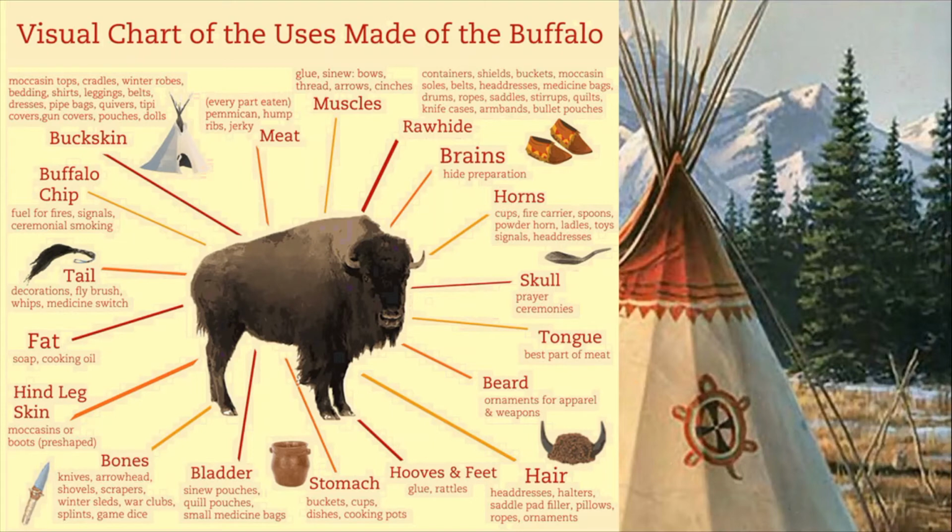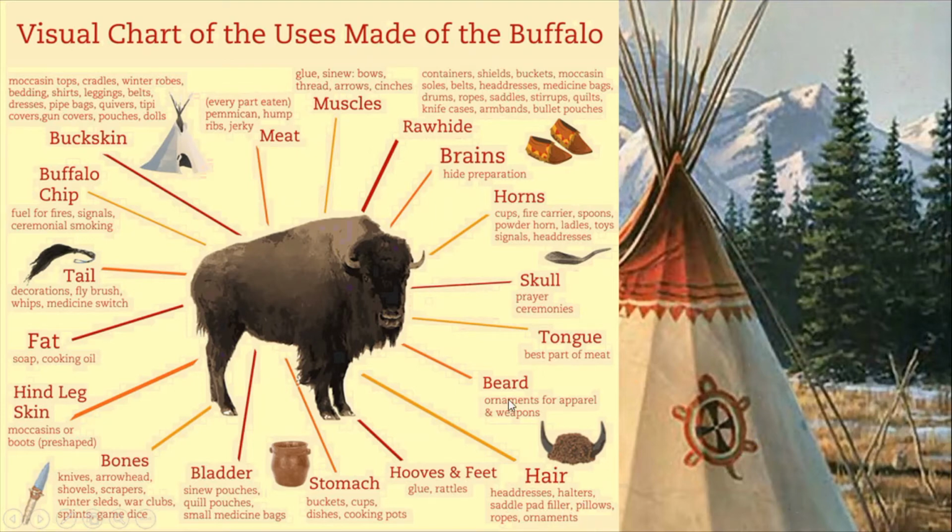So like looking at the hair, so putting down a couple of these, they used the hair in headdresses, so different things they wore on their heads. They used it for halters. They used it as saddle pad filler, so filling in the saddles to make it more comfy, more squishy, more comfortable to sit on. They also used it to fill pillows. They used the hair to make rope, and they used the hair for ornaments, for different decorations.